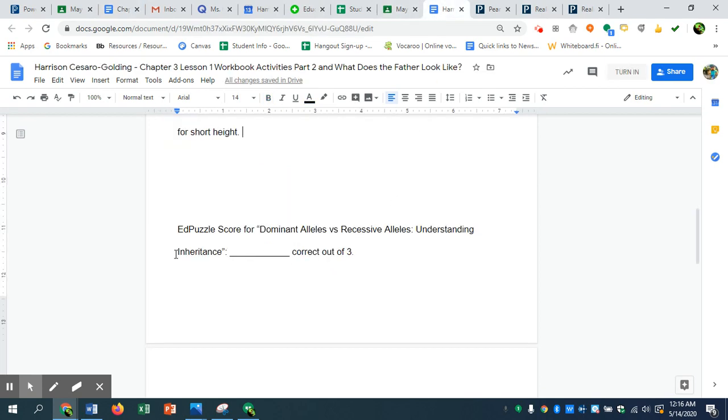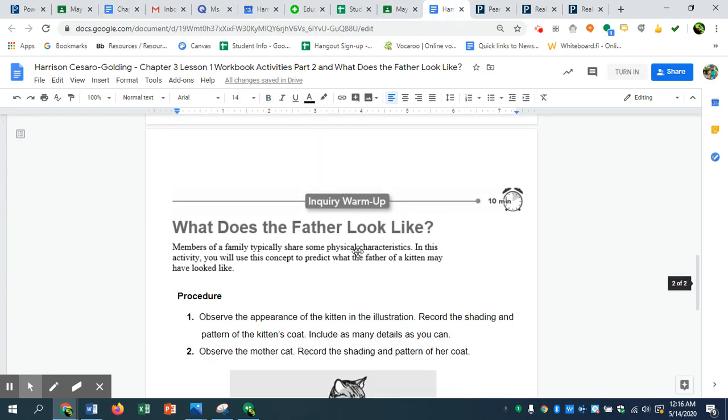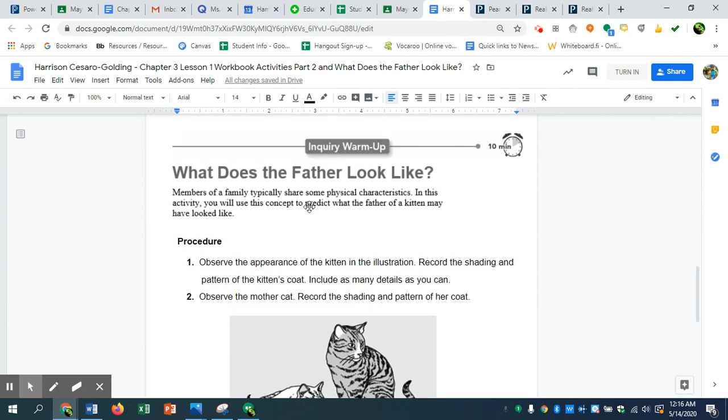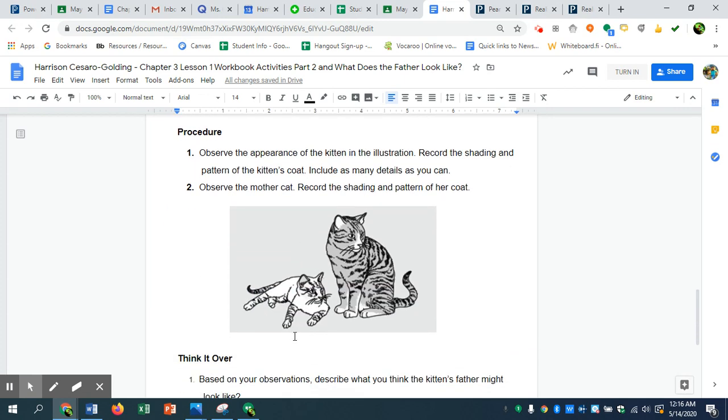Okay, here's your Edpuzzle. How many you get out of 3? And then down here, if we scroll down, there's an activity called What Does the Father Look Like? It says members of a family typically share some physical characteristics. You know that. In this activity, you will use the concept to predict what the father of the kitten could look like. So here's the mommy cat, and here's her little kitten. Observe the appearance of the kitten.